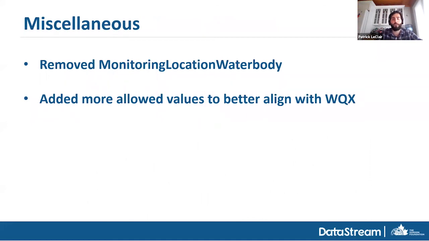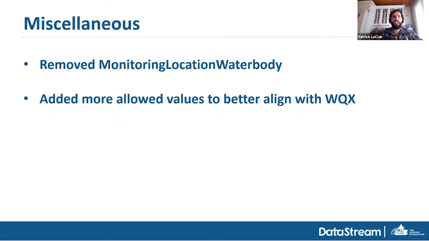So some other miscellaneous ones. We removed monitoring location water body. That was a column that was previously optional, so people could put it in if they wanted to or not. We found that that just left some people using it, some people not, which made it not really helpful. What we're hoping to do moving forward is actually have those auto-populated on our end. So when you upload your data, there'll be something that adds that for you so that you won't have to do it yourself. And then finally, we added more allowed values to better align with WQX. That ended up being close to another 1,000 different allowed value characteristics, as well as some more units as well.